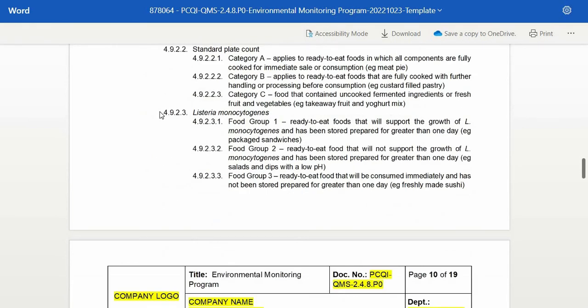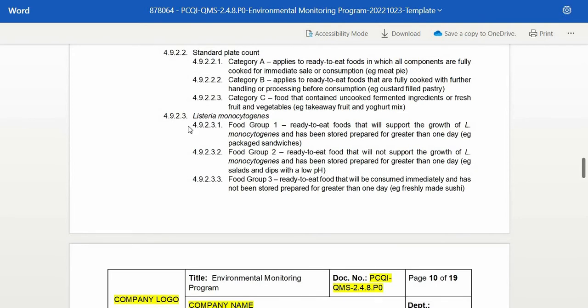Third is Listeria monocytogenes. For food group 1, ready-to-eat foods that will support the growth of Listeria monocytogenes and has been stored prepared for greater than 1 day. For example, packaged sandwiches. For food group 2, ready-to-eat food that will not support the growth of Listeria monocytogenes and has been stored prepared for greater than 1 day. For example, salads and dips with a low pH. And for food group 3, ready-to-eat food that will be consumed immediately and has not been stored prepared for greater than 1 day. For example, freshly made sushi.